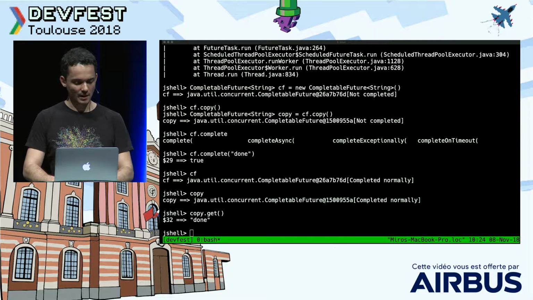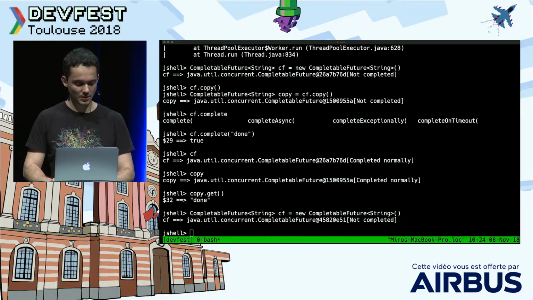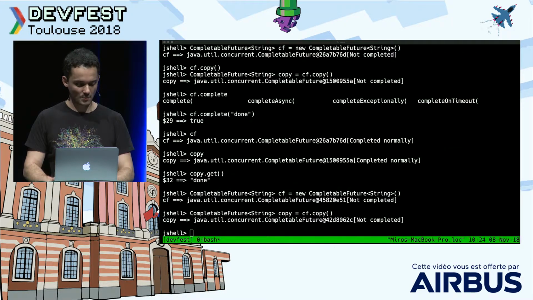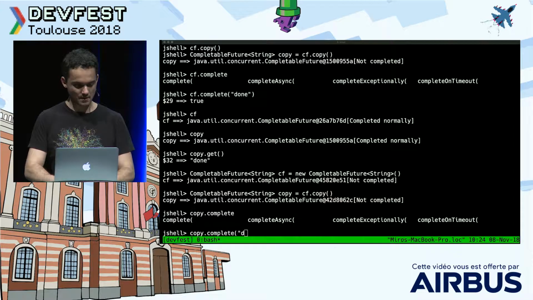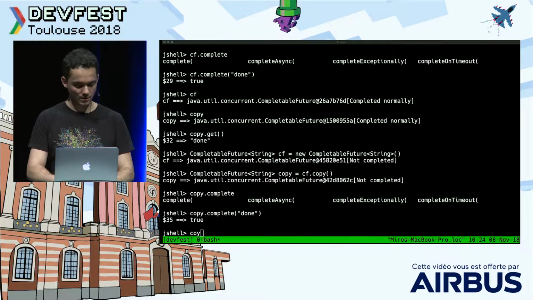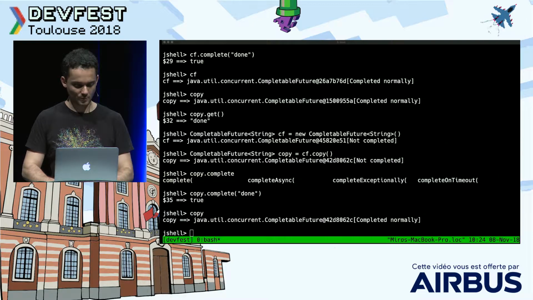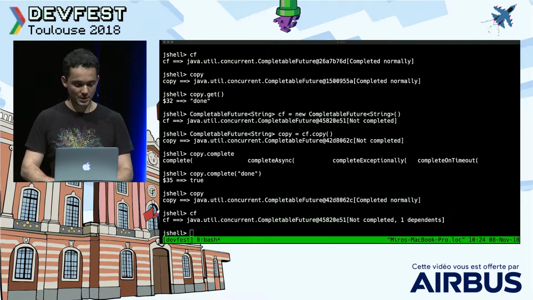So what happens if I do this the other way around? Well, let's try. I'm going to reset the original. I'm going to reset the copy, and then I can complete the copy. And of course, copy is now completed, but the original is not completed, right? So the clients cannot write back.